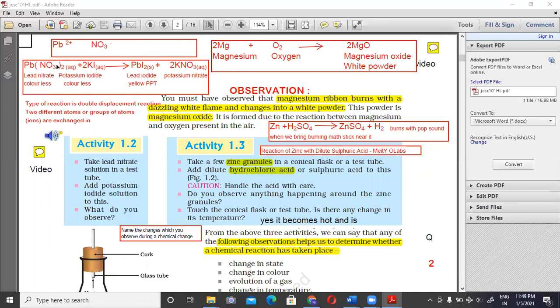Both solutions are colorless. Now mix both solutions. We will observe that yellow colored precipitate is formed. The name of the yellow colored precipitate is lead iodide and its formula is PbI2. And the balanced chemical equation is Pb(NO3)2 + 2KI gives yellow precipitate of lead iodide, PbI2, and potassium nitrate.